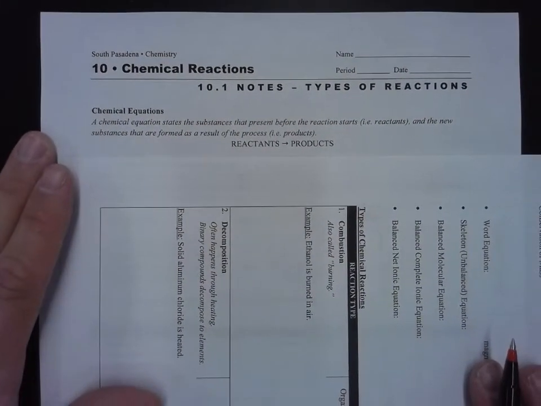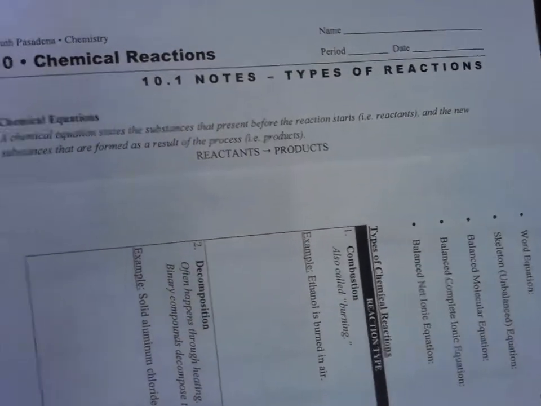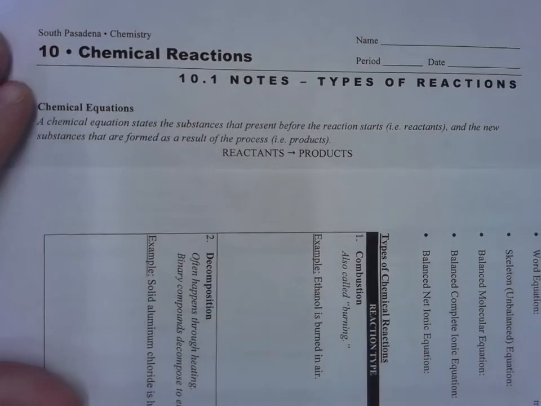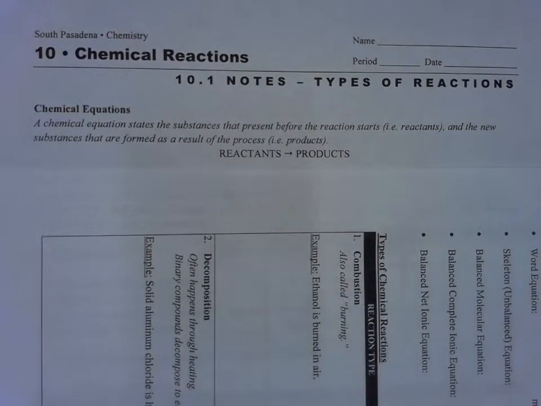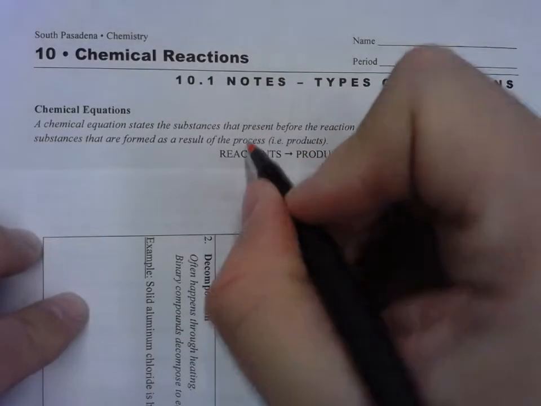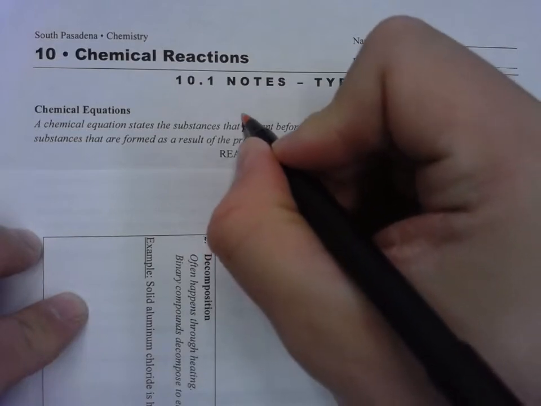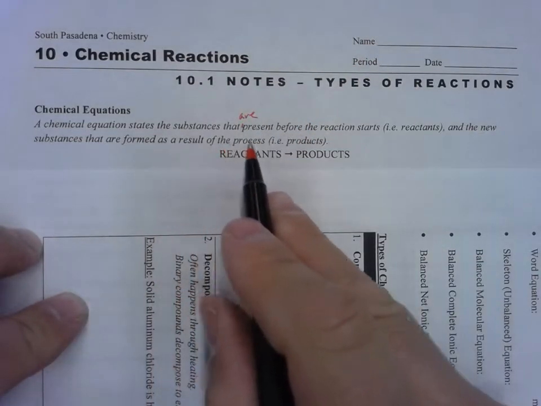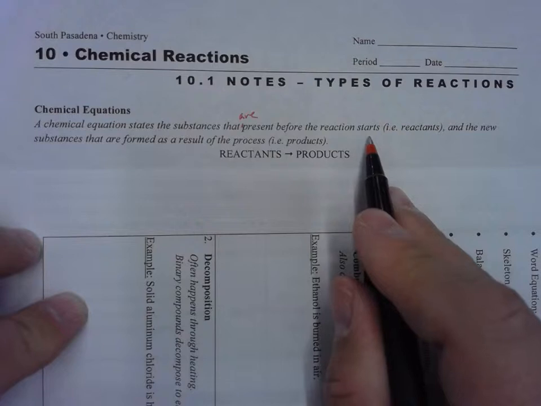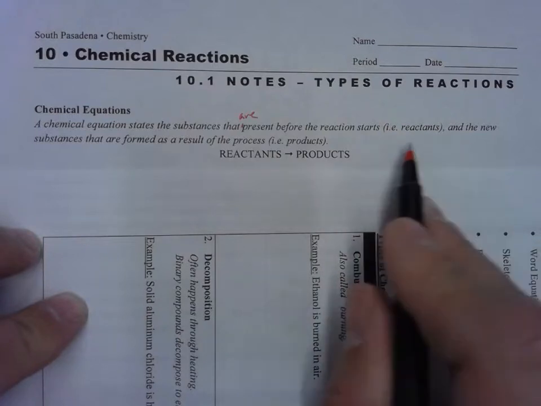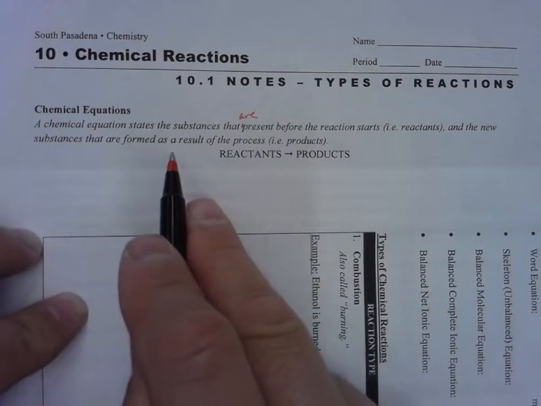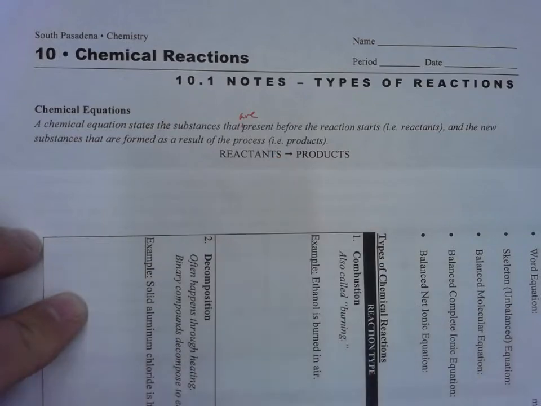and I'll go ahead and try to zoom in. Okay, and this says a chemical equation states that the substances that are present before the reaction starts, i.e. the reactants, and the new substances that are formed as a result of the process, i.e. products.